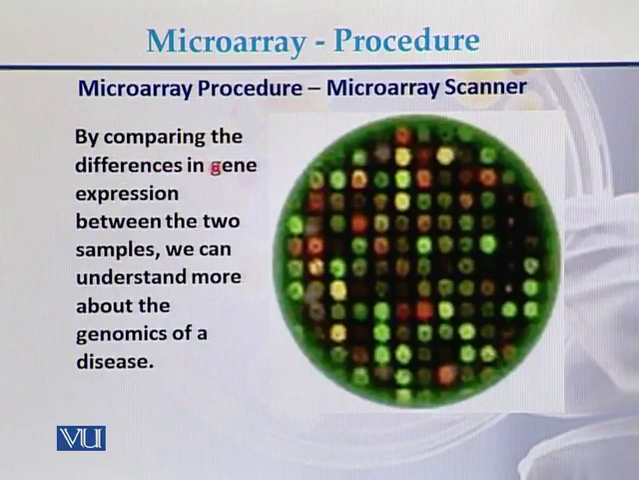By comparing the differences in gene expression between the two samples, we can understand more about the genomics of the disease or the expression of the disease. Because in some cells the green spot is sharp, while in others the red color is sharp. So by comparing these two samples, we can study the genomics or the expression of the disease, or the expression of the RNA or cDNA.